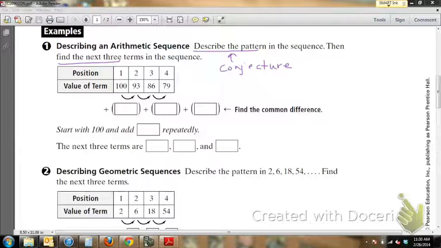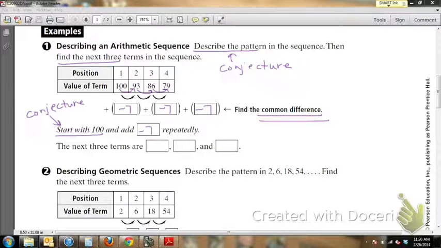Okay, so there's two parts of this problem. First, I need to figure out what they're doing each time. So I look at my numbers. From 100 to 93, it looks like I subtracted 7. From 93 to 86, oh good, I subtracted 7 again. And from 86 to 79, I subtracted again. So -7 is the common difference, because that's what we did each time. So the conjecture, you have to say what number you start with. Okay, so start with 100, because I could start with any number, and add -7 repeatedly.